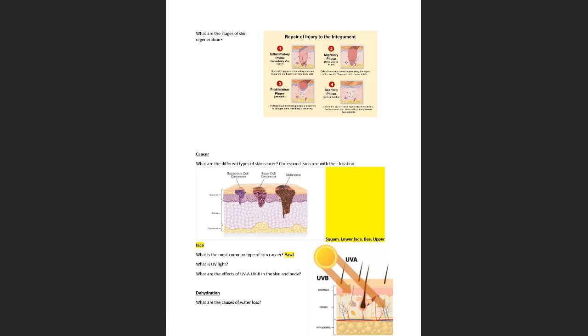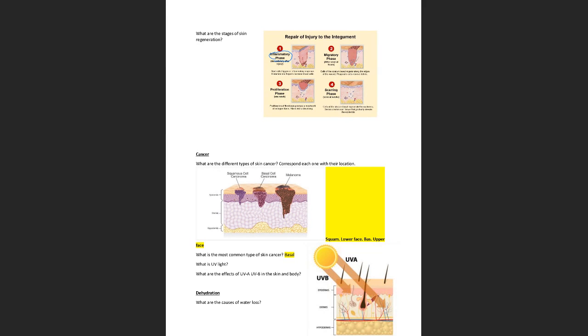So there are stages of skin regeneration. You cut yourself, what happens next? There are 4 phases. First is the inflammatory phase. Immediately after the injury, your body releases histamines that cause inflammation. The reason for this inflammation is that swollen tissue traps any bacteria or debris that might have gotten in and keeps it from spreading throughout the body.